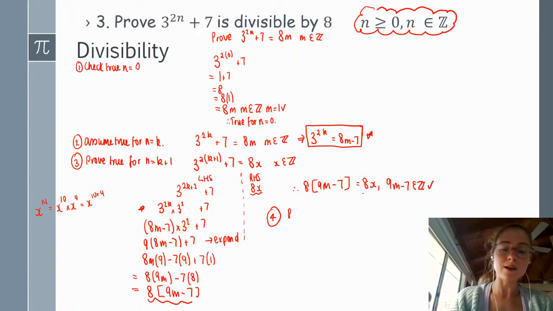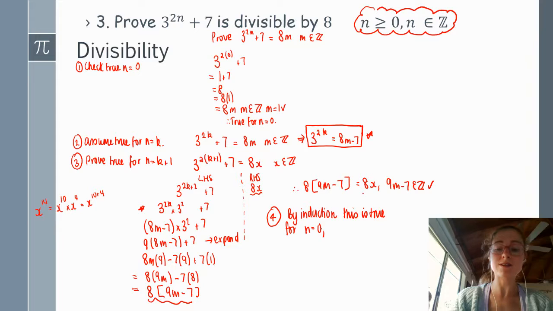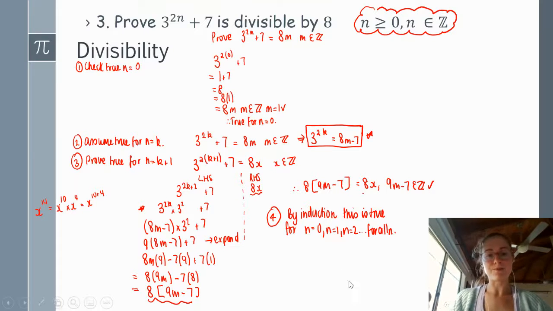We can say, by induction, this is true. Well, again, we start with n equals 0. Remember, we start at n equals 0, n equals 1, n equals 2, dot, dot, dot, for all n. And we're done. So the trick here is just to rearrange in step 2 your equation. You could have rearranged it for the 7 or for the 3 to the power of 2k. It doesn't matter which, and then plug that in somewhere in your step 3.